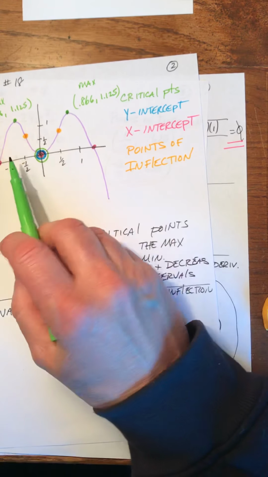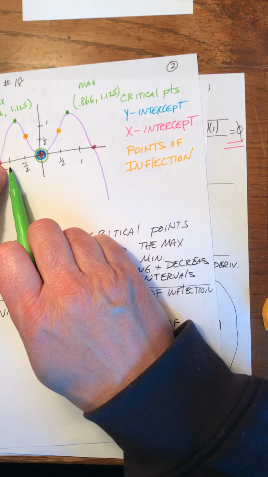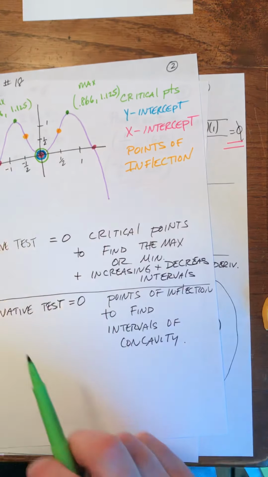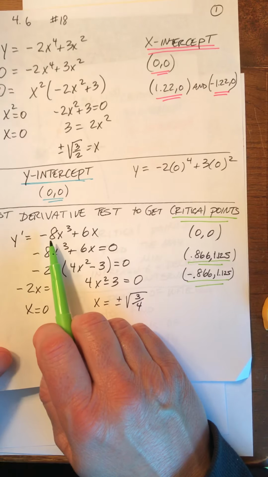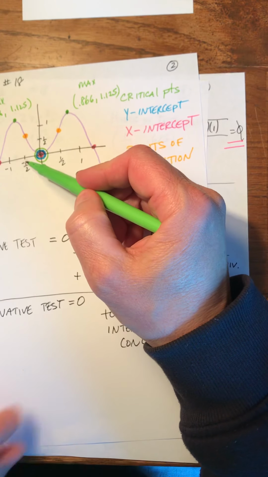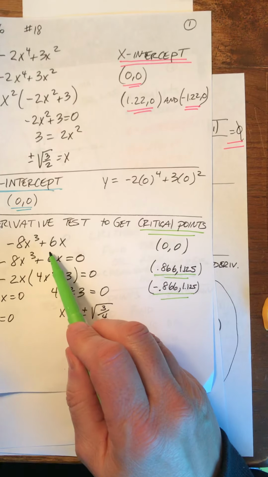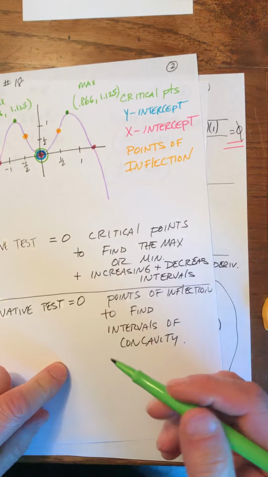This one, my test points would be, say, -1 on the left side, and you'll find that if I put a -1 into the first derivative, you're going to get a positive value, and that means the graph is going up. If I put in a -1/2 into the first derivative, it will come out negative. That means the graph is going down. So I have my intervals.